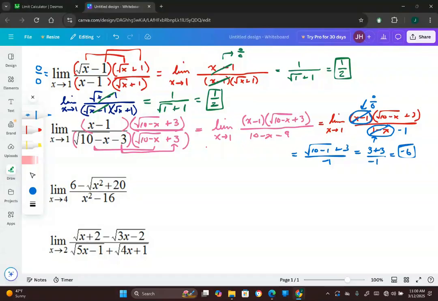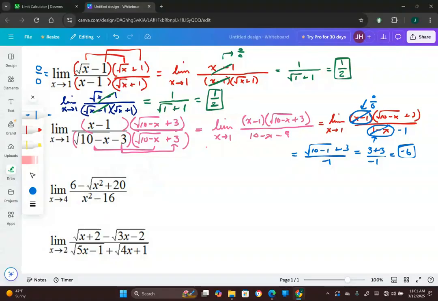Now, feel free to pause this video at any time and try some of these questions on your own. But I'm going to tell you right now, this problem, if I plug in 4, I'd get 16 plus 20, that's 36. The square root of 36 is 6. 6 minus 6 on the top is 0. If I plug in 4 on the bottom, I get 16 minus 16, which is 0. This is, again, an indeterminate form, 0 over 0. And there's other indeterminate forms, but this one is 0 over 0.